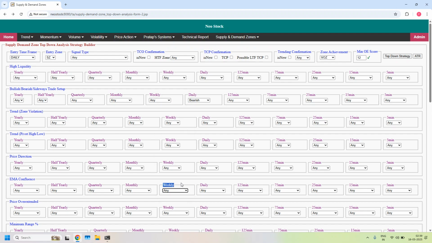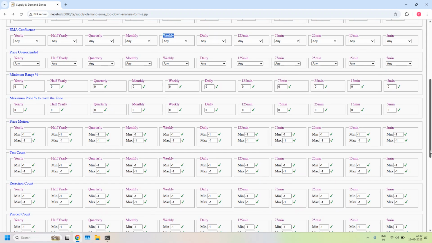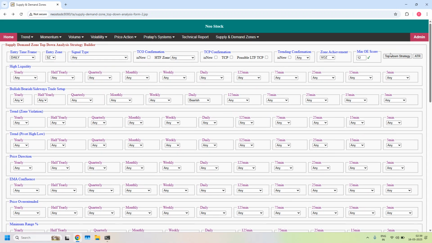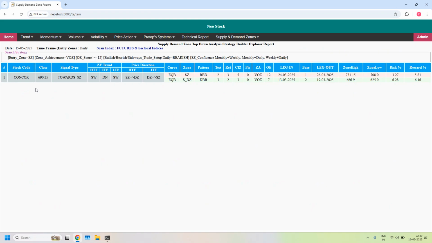Removing EMA filter. In the supply zone confluence, 3 filters I should set. First filter is already enabled, daily and weekly. Next, daily and monthly supply zone confluence, weekly and monthly supply zone confluence. With all the 3 filters, this is filtered. That means this daily supply zone is overlapped with weekly supply zone, both together again overlapped with monthly supply zone. But monthly trend is sideways, so sideways EMA does not give any advantage.